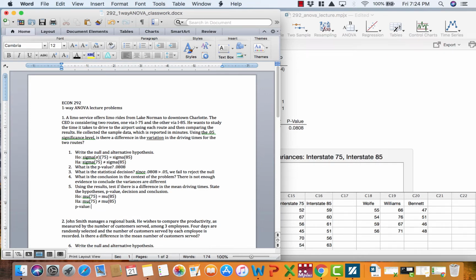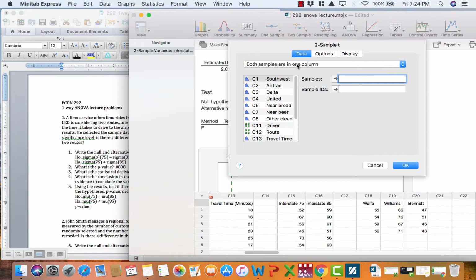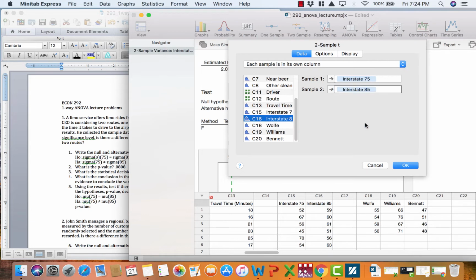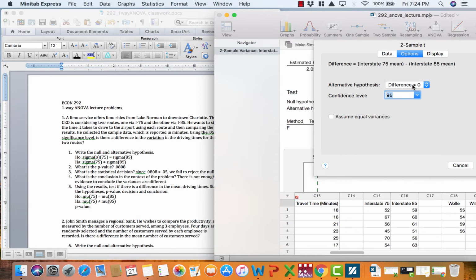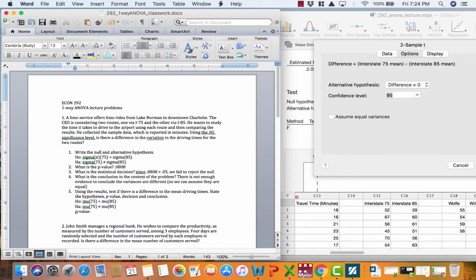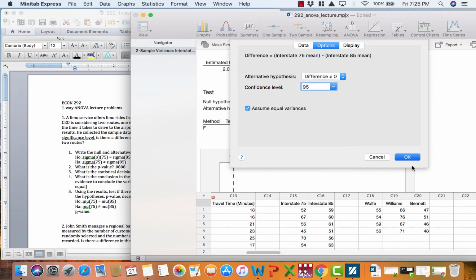We need to get a p-value for this test. So we go under 2 sample t. Each sample's in its own column. We've got I-75 and I-85. We go under options. We can leave the alternative on the default because that's what we're testing. We can ignore confidence level. But here's the million-dollar question. Do we assume equal variances? Well, what did we discover up here? There's not enough evidence to conclude the variances are different. Aha! So we can assume they are equal. And that's what we're going to do. We're going to assume equal variances. So we check our box and say okay.